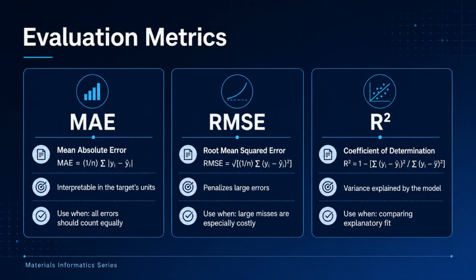MAE, mean absolute error, is in the same units as the target and is easy to interpret. RMSE, root mean squared error, penalizes large errors more, useful when large errors are particularly bad. R-squared indicates the fraction of variance explained, with one being perfect. Use MAE for interpretability, R-squared for comparison.